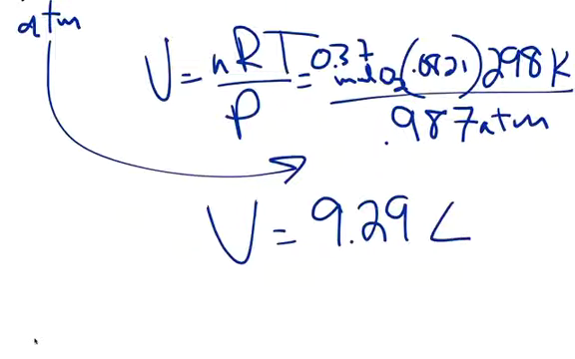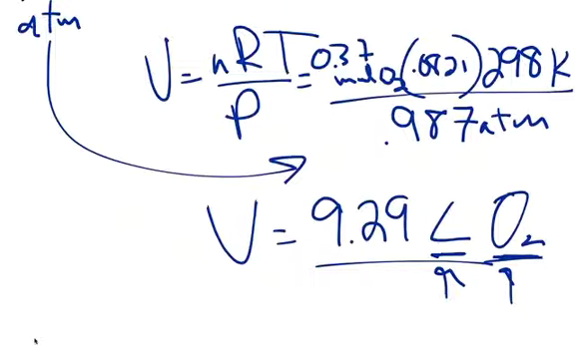So my volume now, after I solve this equation, is 9.29 liters of oxygen, right? So we also want to completely label what we have, the units, and what species we're talking about.